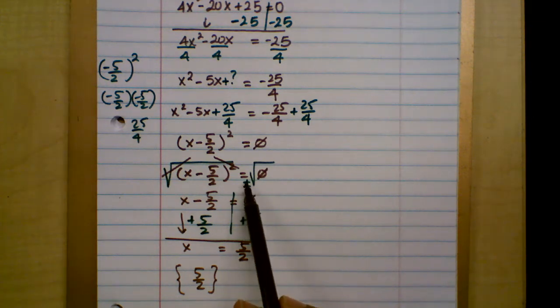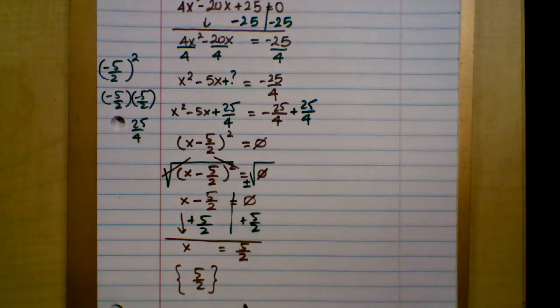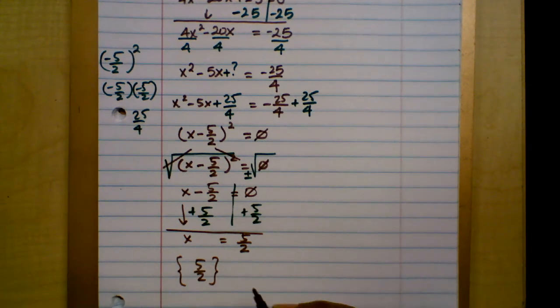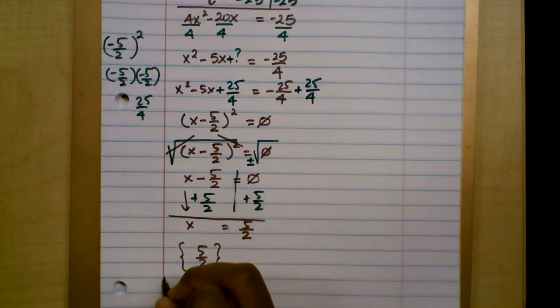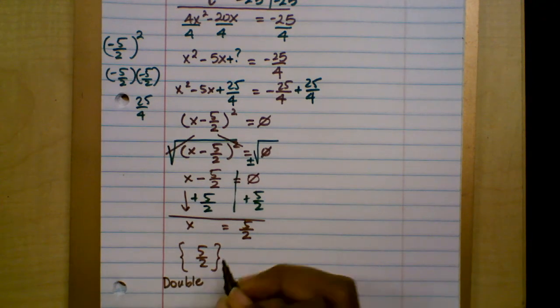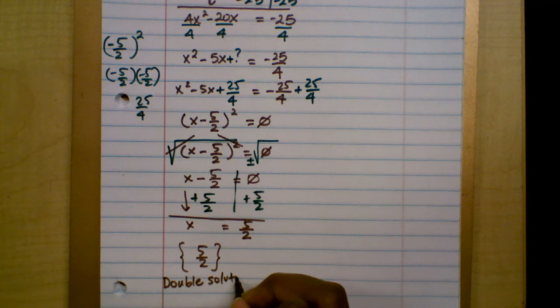Again, why do I have two numbers? Because one is positive 0 and the other negative 0, but positive and negative 0 add up to just 0. So we still have two, but the value for x is the same. That's why I only write it once. But we call that a double solution. You can call it double solutions, or double roots.